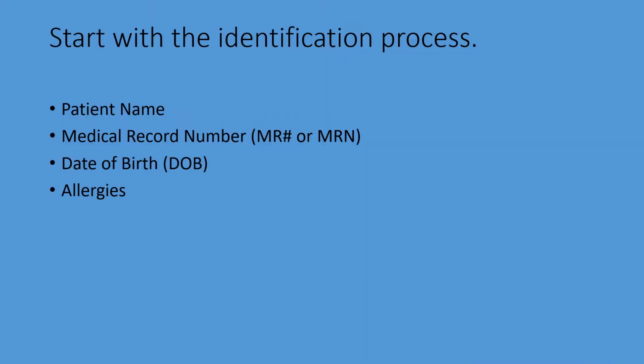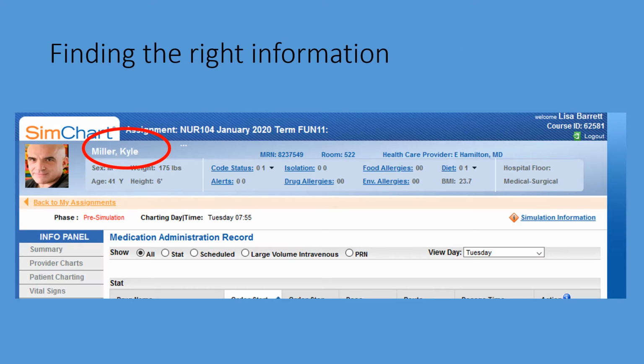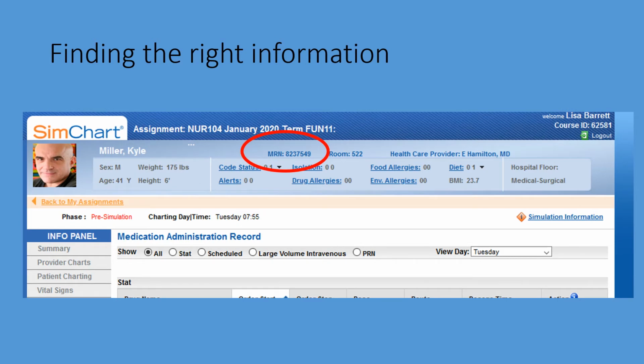Start with the identification process. Which patient are you preparing medications for? You need to identify the patient name, medical record number, date of birth, and the presence of any allergies. Finding the right information. Name is located on the upper left-hand corner of the chart. Reading across from left to right, you'll locate the MRN, or the medical record number. For Kyle Miller, it's 823-7549.